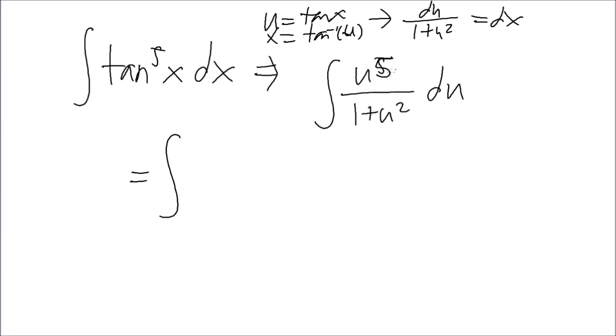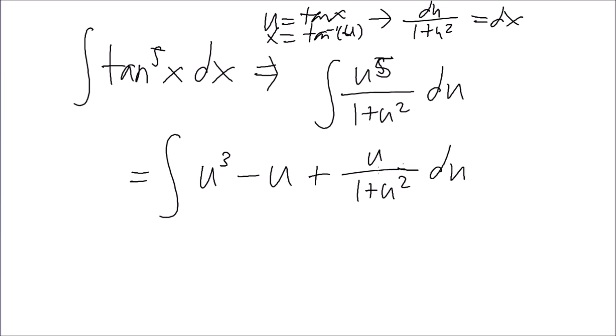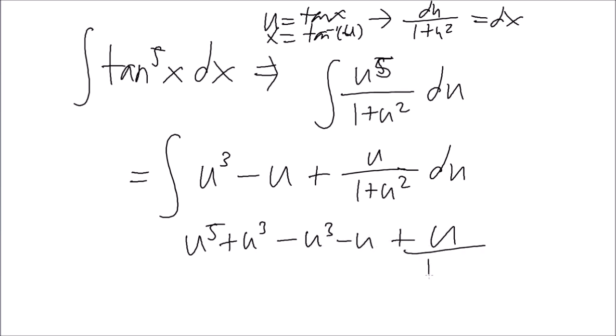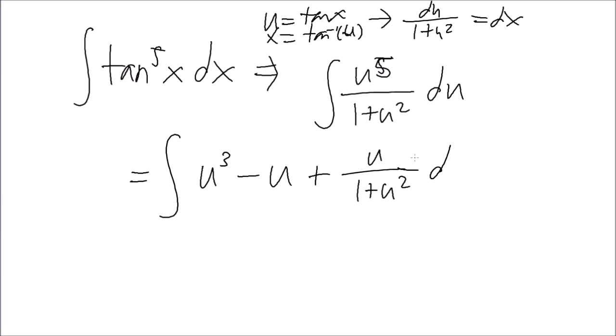So divide u to the 5 by 1 plus u squared, that's going to give us u cubed minus u, and plus, I think it's u over 1 plus u squared, du. Right, and you can double check, right? We want to cancel out the 1 plus u squared. U cubed minus u cubed minus u plus u. Yep, it's what we exactly have, okay? And then you go ahead and integrate.